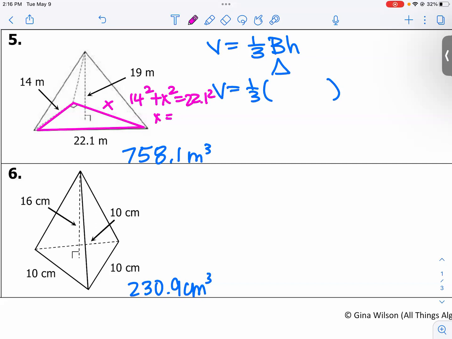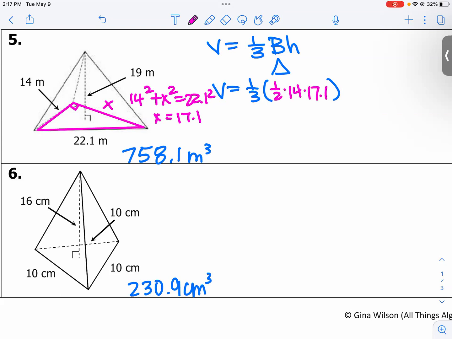So do you see how this is a right angle right here? The base and the height in the triangle are touching the right angle. So we have to do Pythagorean theorem to find this side. What do we get for this? 17.1. Okay, so this is 17.1. This is 14. So our triangle is 1/2 times 14 times 17.1.